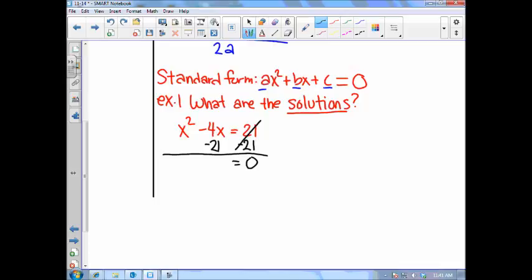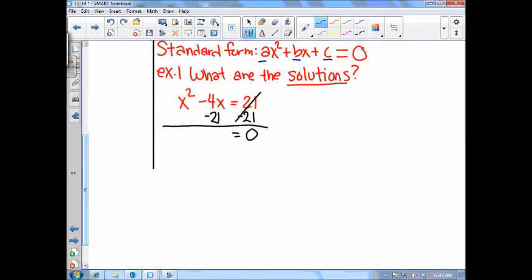Now these 3 pieces, are any of these like terms? X squared minus 4x and minus 21, are those like terms? No. So we write it in standard form with the x squared first, then the x to the first power, and then the constant. So it should say x squared minus 4x minus 21. Now it's set equal to 0, so it's easy. First, I would always like you to write your A's, your B's, and your C's out, before you start plugging in.